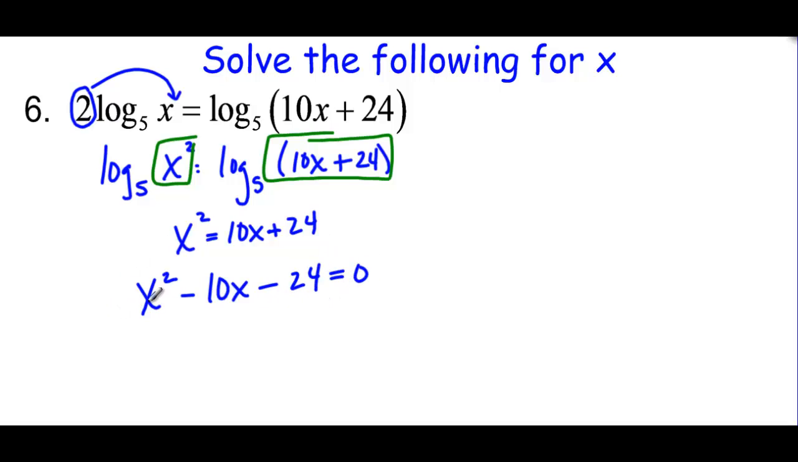Now, how could you solve this? You could use the quadratic formula. You could complete the square. But the fastest way is to factor if it's possible. And this trinomial does factor. x squared is x times x. 24 is actually 1 times 24, 2 times 12, 3 times 8, 4 times 6.